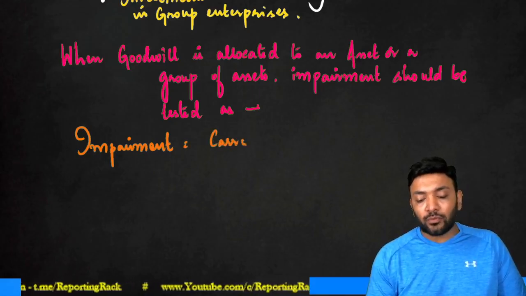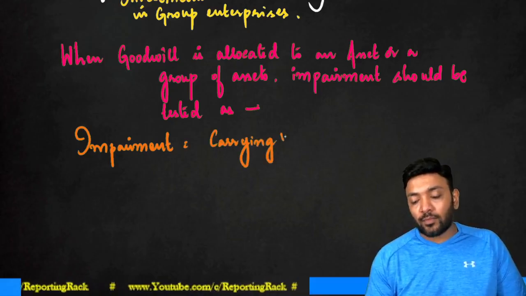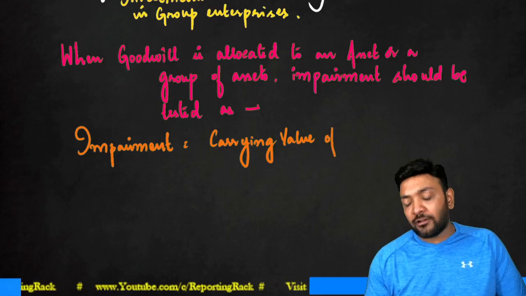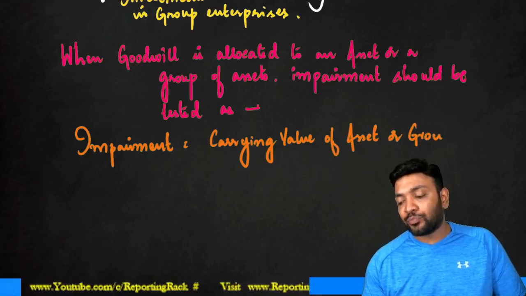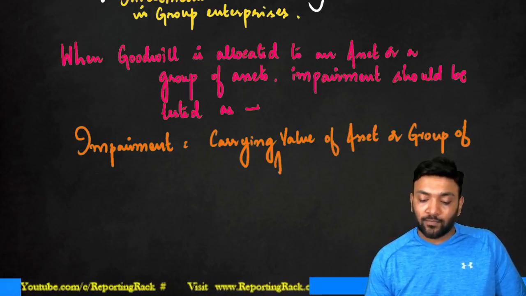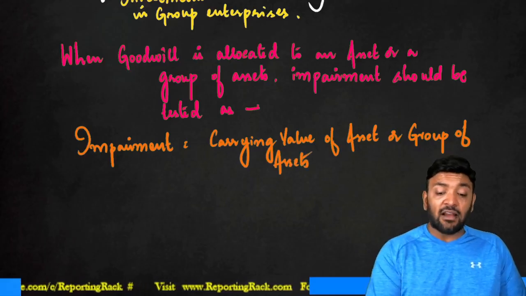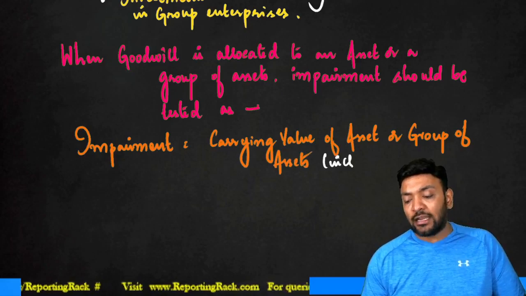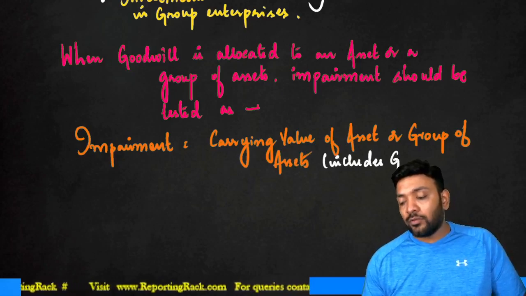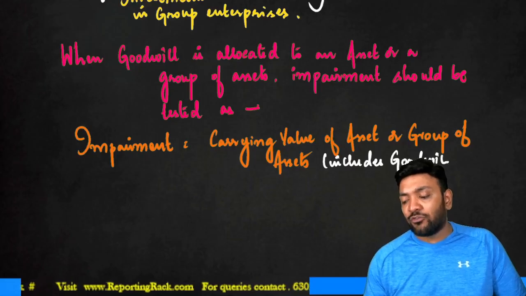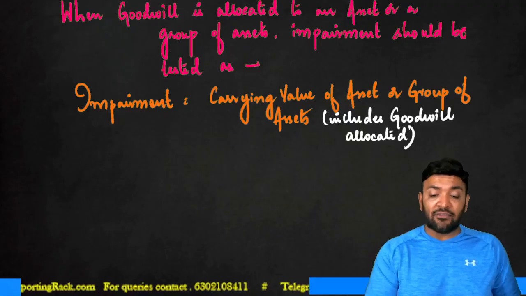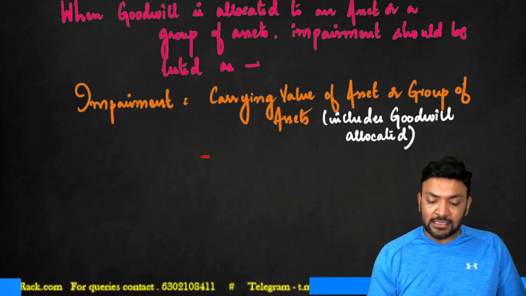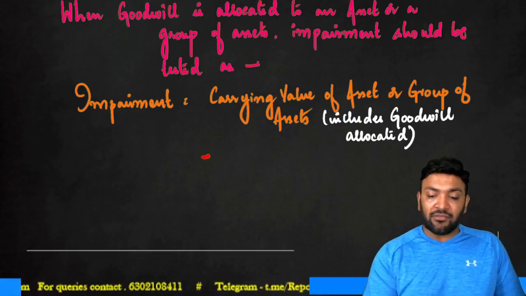carrying value of asset or group of assets. This carrying value includes goodwill allocated. It includes the carrying value of goodwill allocated to such asset or group of assets. Such carrying value should be compared with its recoverable amount, minus recoverable amount.